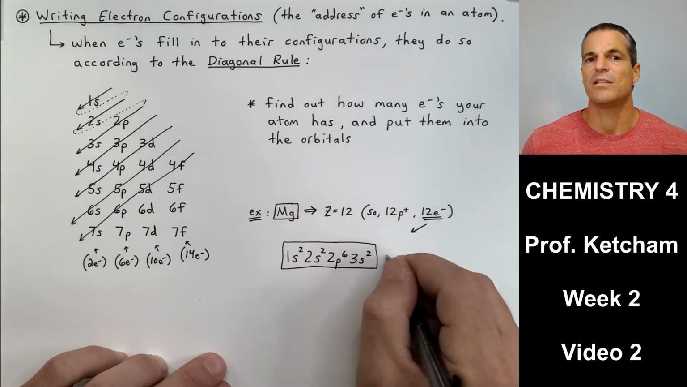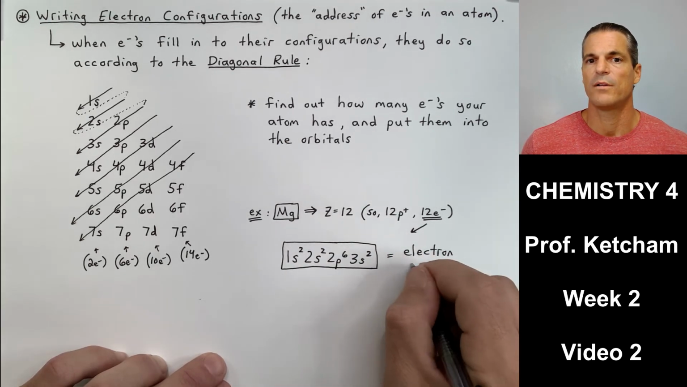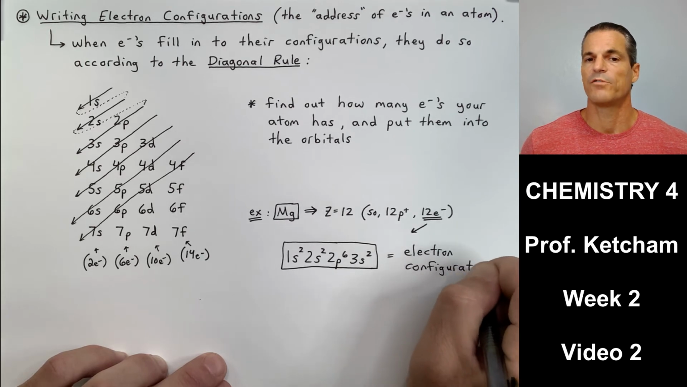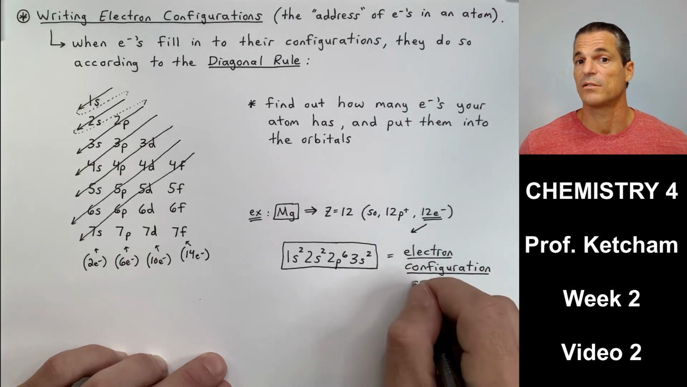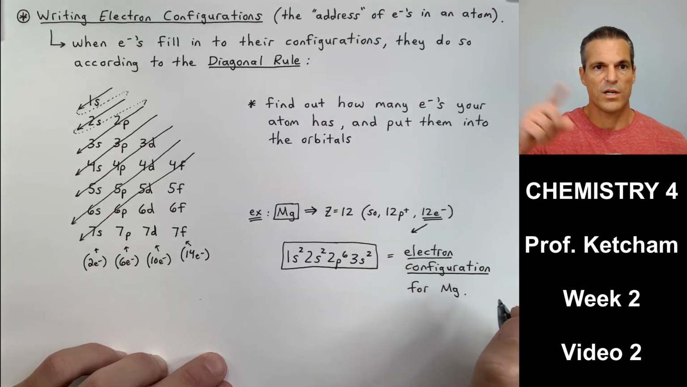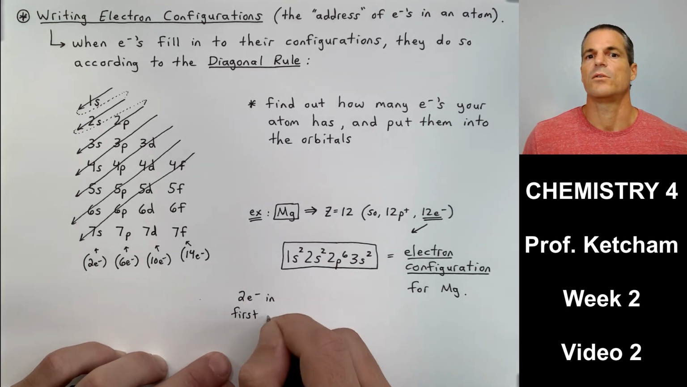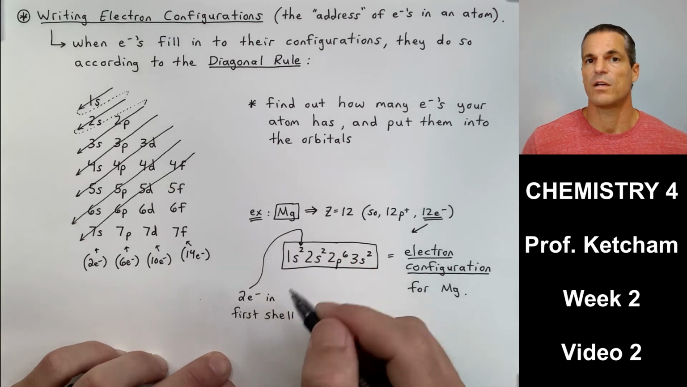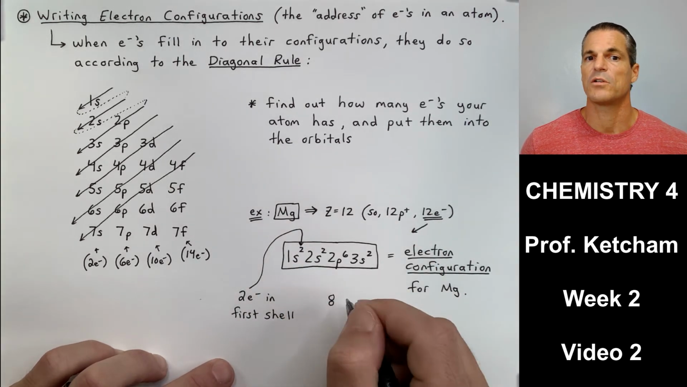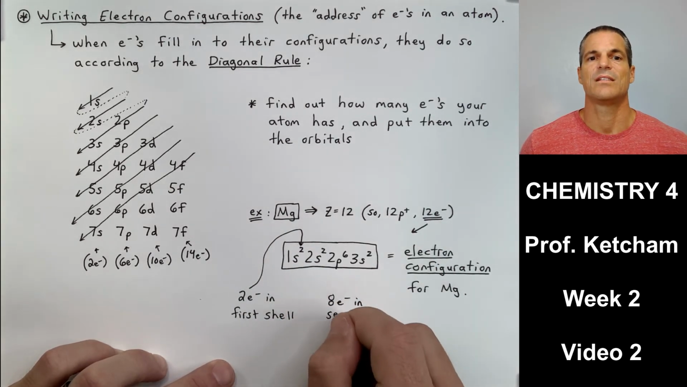So look at magnesium. Magnesium is atomic number 12. So if it's got 12 protons, it's also got 12 electrons. So we assign it 1s2, 2s2, 2p6, 3s2. That's my electron configuration, or as your book calls it, electron arrangement for magnesium.